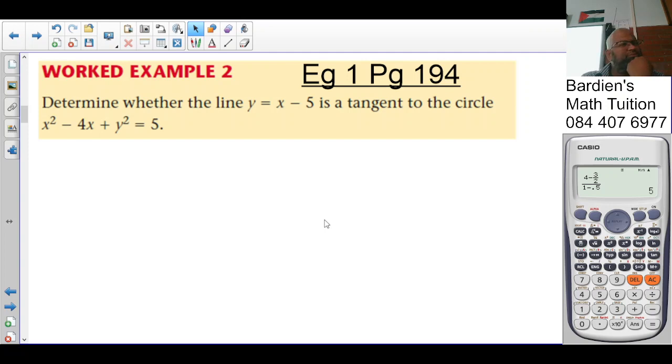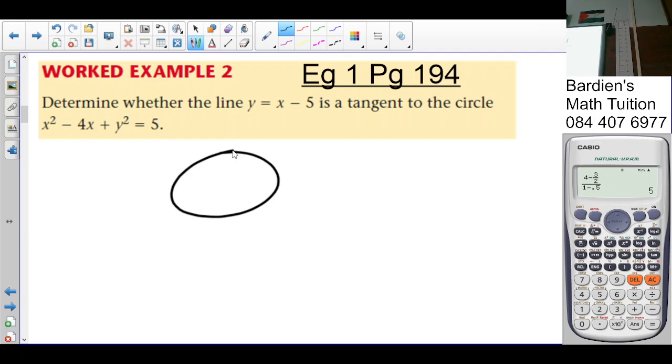So what does a tangent mean? It cuts the circle at one point only. So if I work out the points of intersection and the solution is one solution, then it's a tangent. Okay? If it's two solutions, then that means that it will be a secant. Not so? It cuts 2 points. If it cuts 1 point, it will be a tangent.